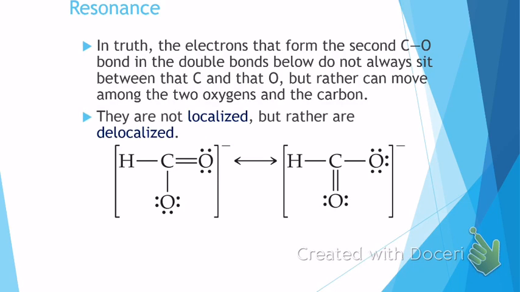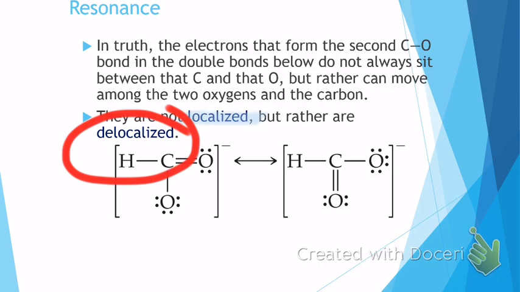So to summarize, the truth is that the electrons that form the second CO bond, the double bond below, don't always stay between that carbon and the oxygen, but they move freely. And the term for this is really important. They are not localized.